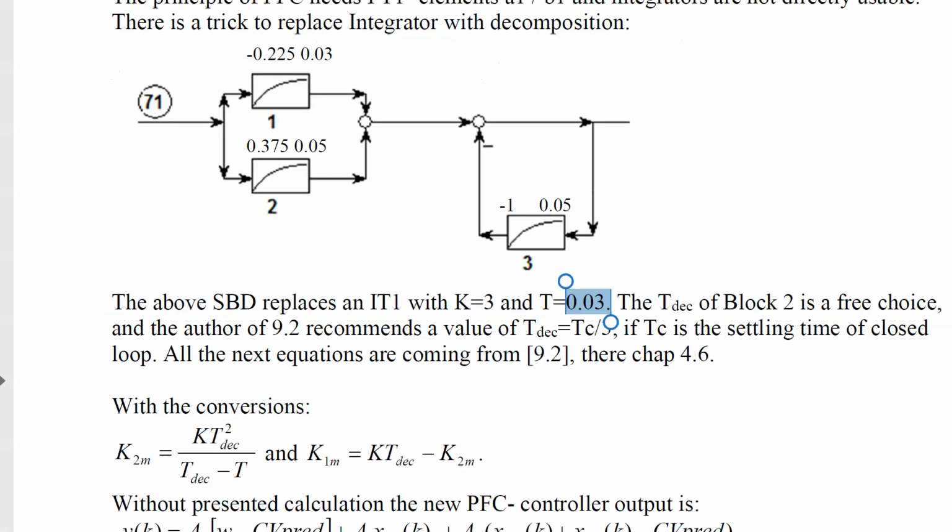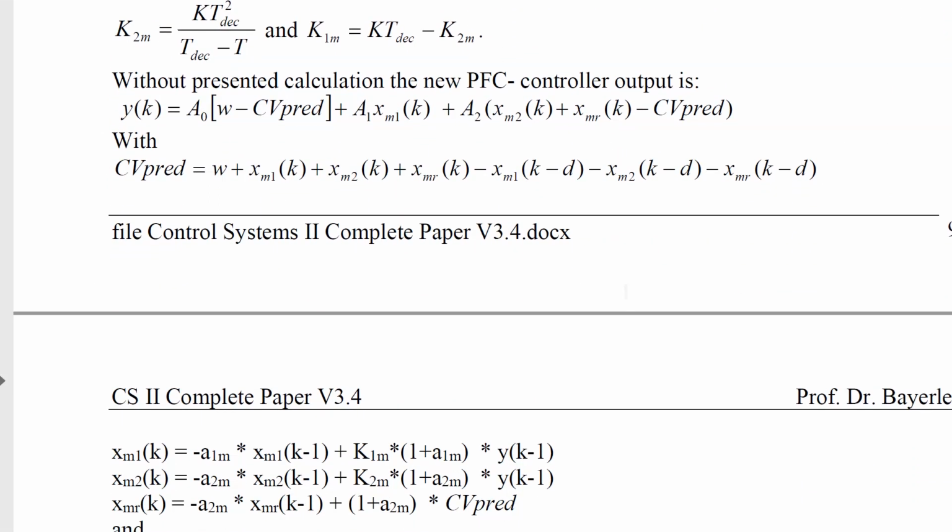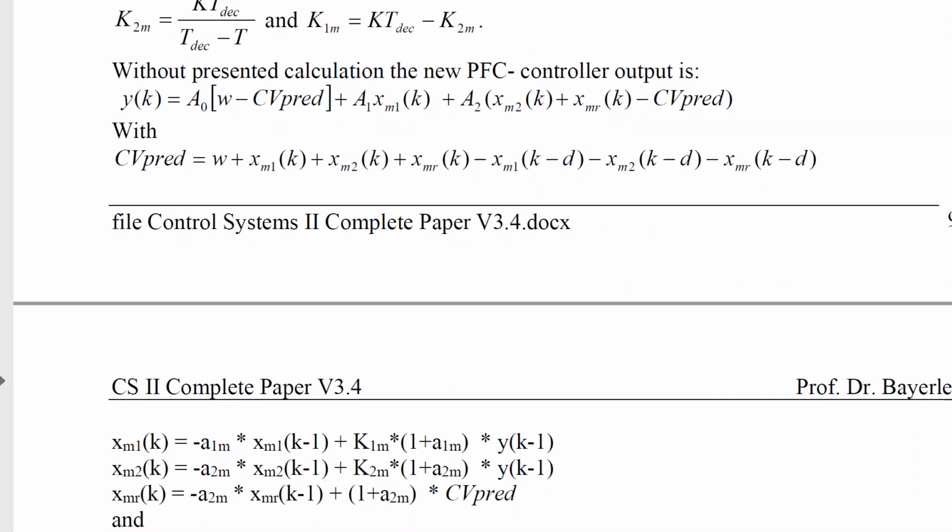And the PFC equations now are changed in the following way. You see on page 93 that here we have the equation to calculate, step by step, sampling point for sampling point, the new y of k, the controller output. For this we need three coefficients, a0, a1, a2. Then we need our desired value w. We need an intermediate value CV predicted, controlled value predicted.